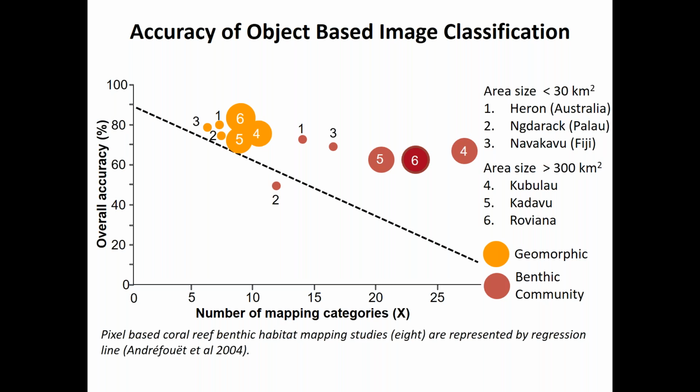The dotted line is actually a representation of 8 studies where they used pixel-based approaches to map the benthic community. And this regression line shows that as you increase the level of detail present on the map, you lose accuracy. And it's pretty good to see that the benthic community for the large reef system still does pretty well.